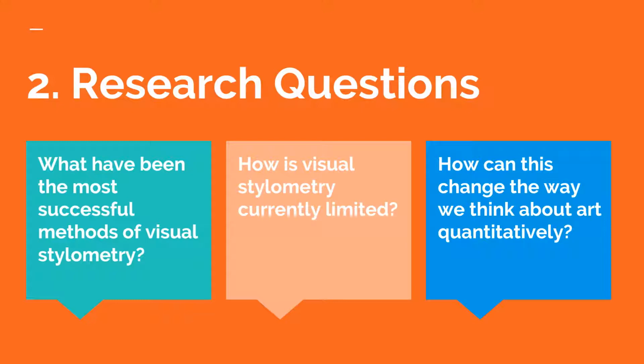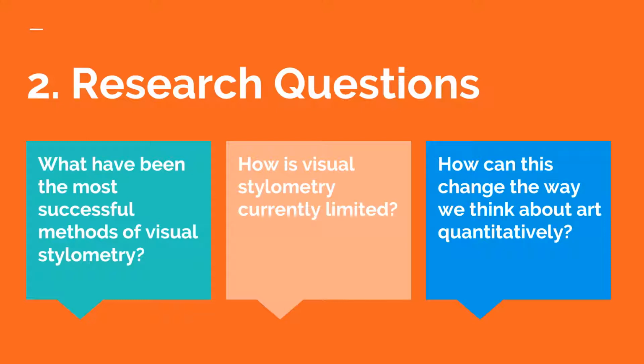Another question is, how is visual stylometry currently limited? When looking at current research, we see almost all of it is in regards to painting. However, as we just showed on the previous slide, there are a lot of different mediums of art. So when looking to the future, we want to think, what sort of different kinds of art can we be analyzing, and how can we improve our techniques?